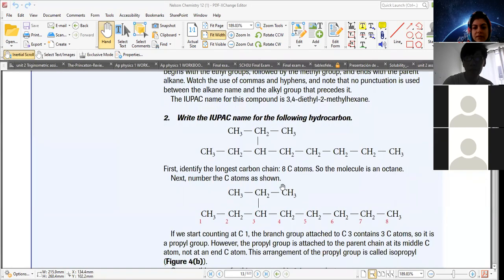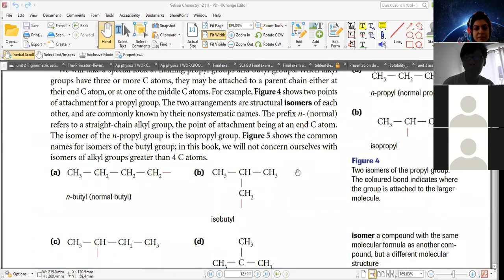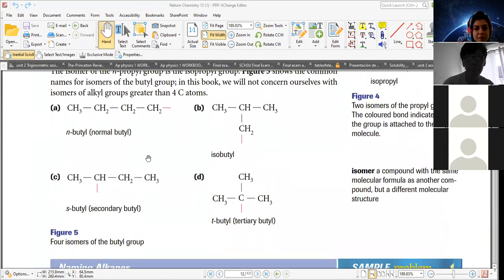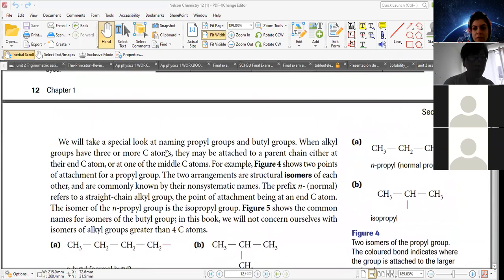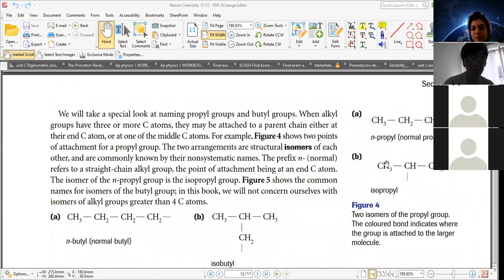This is another question. Again, you have to find the longest chain. This is the longest chain: 1, 2, 3, up to 8. You have 8 there. So 8 is going to be oct, so it's going to be octane. And on the 3rd carbon, you have what? This. But here it didn't attach from the beginning, right? That's why this is the T. Where is this one? This is S-butyl, if the chain is attached from the 2nd carbon. 1, 2, okay, so this is 4.